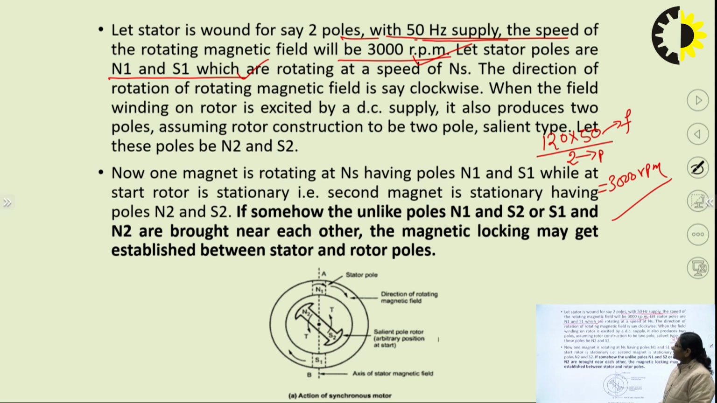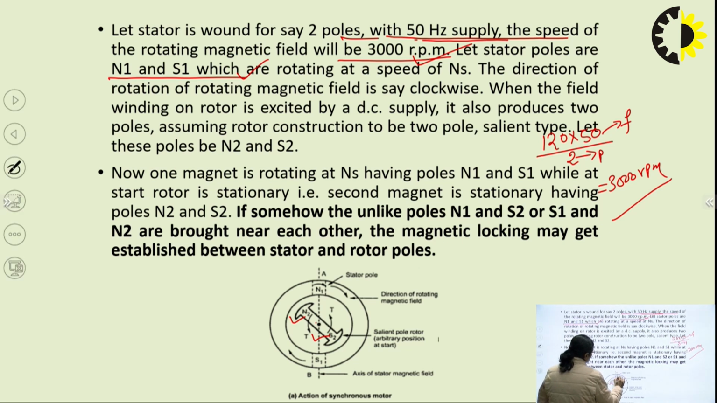Now, when the field winding provided over the rotor is also excited with DC supply, it will develop its own magnetic field. Suppose the magnetic poles created by the DC current flowing in the field winding are given by N2 and S2. We have already assumed that N1 S1 is the pole pair created by the current flowing in the stator winding or armature winding of the machine.